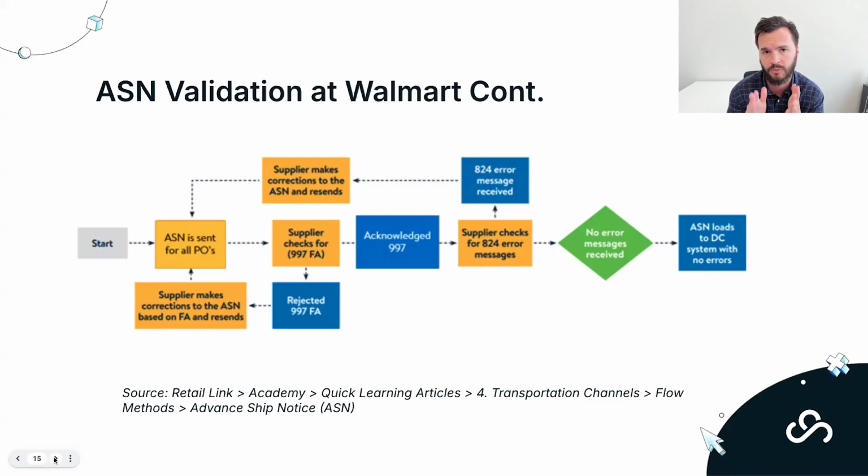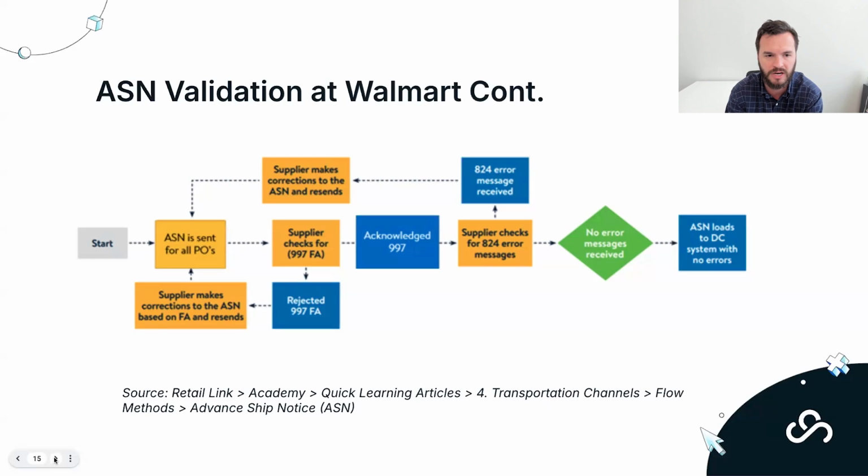And what you're going to want to do is check for that 997 FA, or functional acknowledgement. We'll get to this on the next slide, talking about what it actually means. There's really two things that can happen with a 997. It can be functionally acknowledged, which is them saying we received the ASN and the document type is correct, basically. And then it will go on to the next phase in that process. Or it could be a rejected 997 functional acknowledgement, which is basically functionally not acknowledging the reception of the ASN. That'll be sent back immediately for the most part.